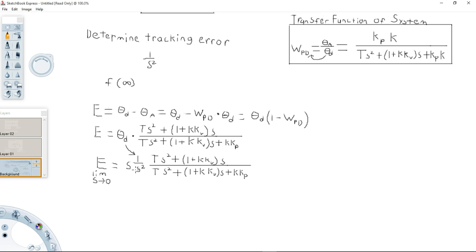So what we would do here is now cross off all the s's accordingly. So this would go away, these would go away, and you'd be left with this. So as s approaches 0, you'll see that this ends up going away, this goes away, and so does all of this. So you'd be left with 1 plus k_kv over k_kp.